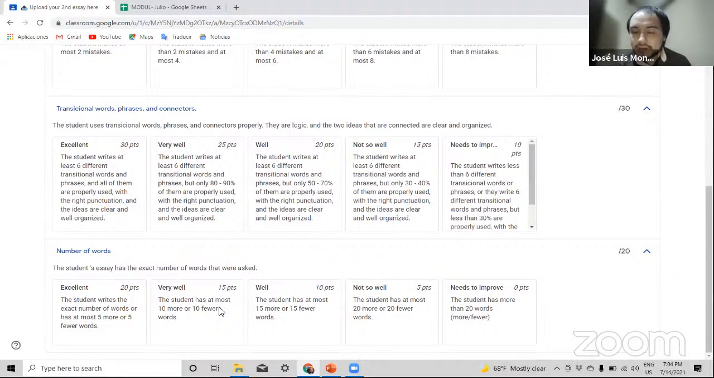Okay. Again, I saw the message. I hope that you are able to hear me. But now we're going to read the new criteria. All right, let's read please the new criteria very, very quickly. Transitional words and phrases, and connectors. The student uses transitional words and phrases properly. And this is very important. Lourdes, let me know, please.